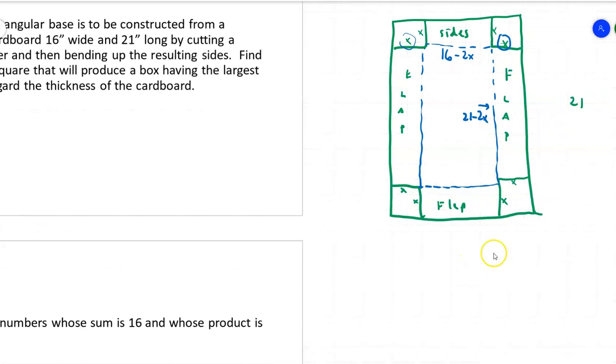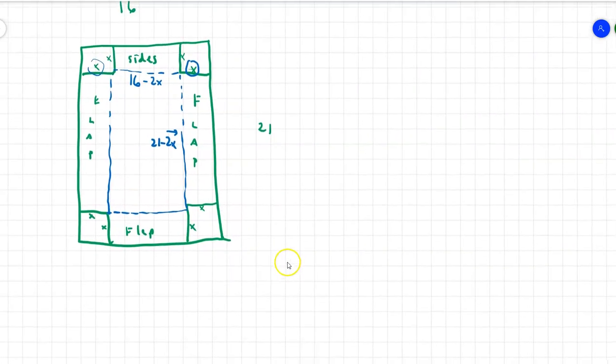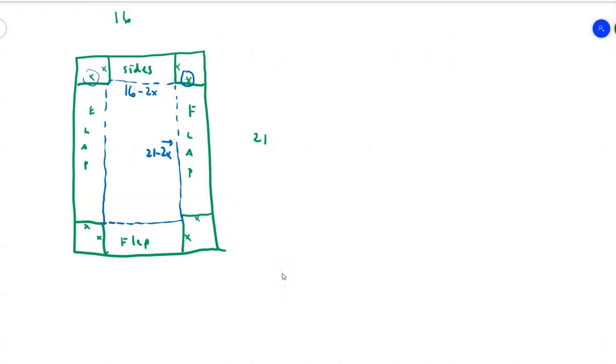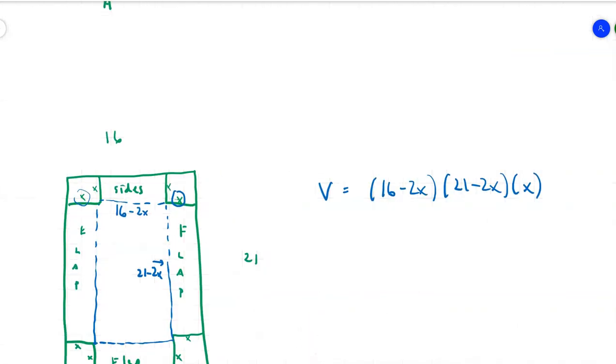All right, so the volume of a box is length times width times height. So volume equals length times width times height. Now, we can talk about appropriate domains. If you look at the 21 minus 2x, you never want 21 minus 2x to be less than 0. You always want it to be greater than 0.